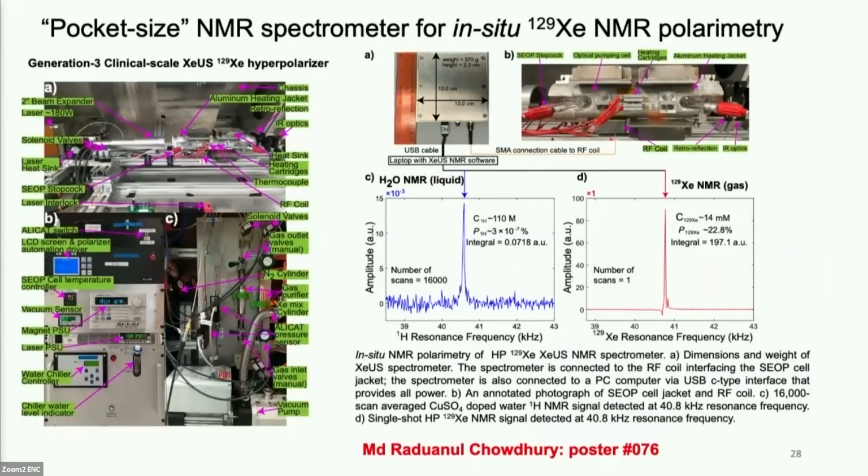So what I was able to show you during my presentation is that most of the time we polarize and then we put it in the detector, 1.4 Tesla, just to be able to see what our polarization is.